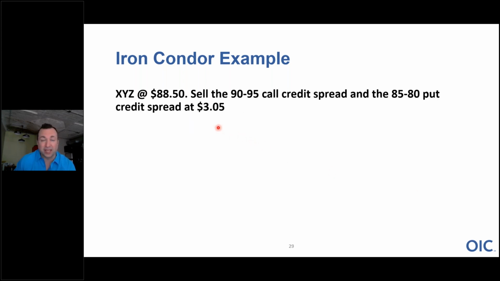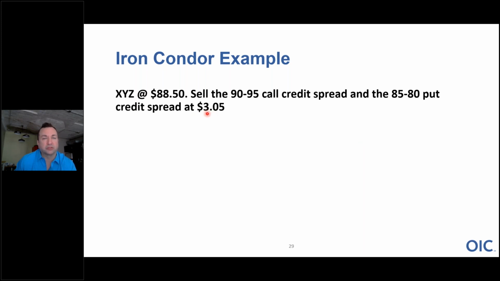Last quiz of the day, same type of quiz here. We have this call credit spread and put credit spread put on together to form the iron condor. 305 is our net credit. Maximum gain, maximum loss, break even. Take a second to think about those three, and I'll put the numbers up in just a few seconds.